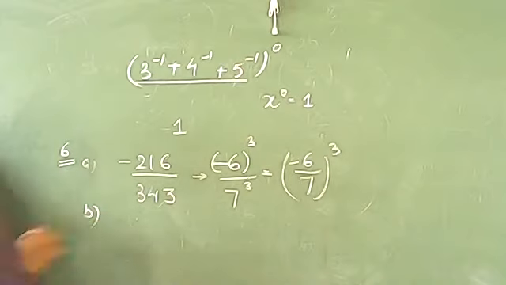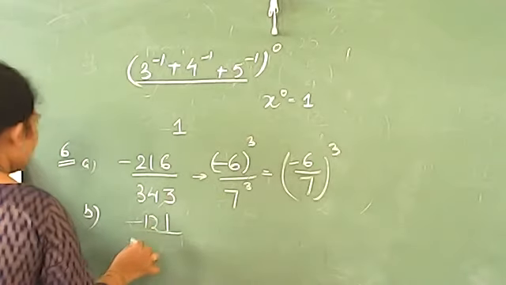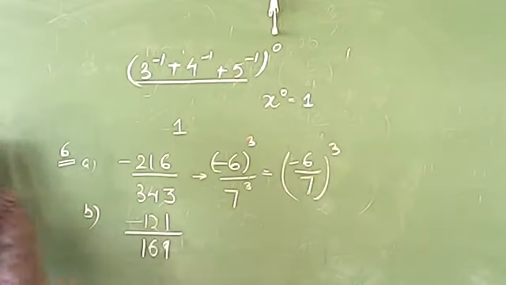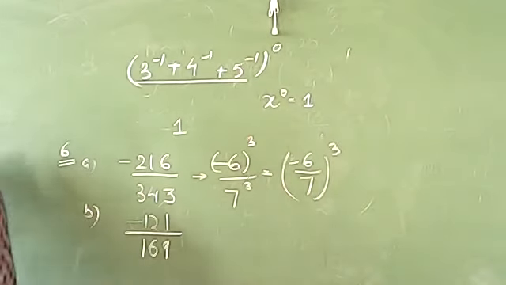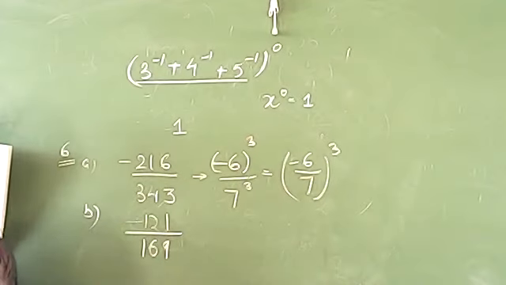Now what is B? In question number B, it is telling minus 121 upon 169. Now this time we have 121 and 169. Both are in the form of a square.